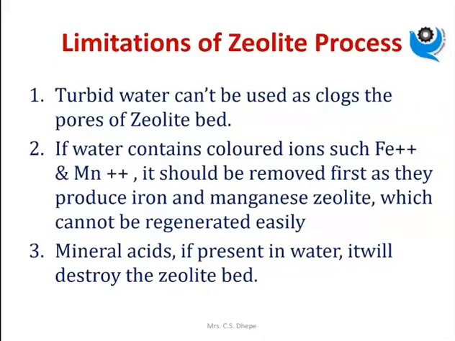Next limitation, if water contains colored ions such as iron and manganese ions, they should be removed first, as iron and manganese zeolite is formed, and that zeolite is not regenerated easily. One more important limitation of the zeolite process is that the water should not contain mineral acids. If present in water, they will destroy our zeolite bed. So all these are the limitations of the zeolite process.